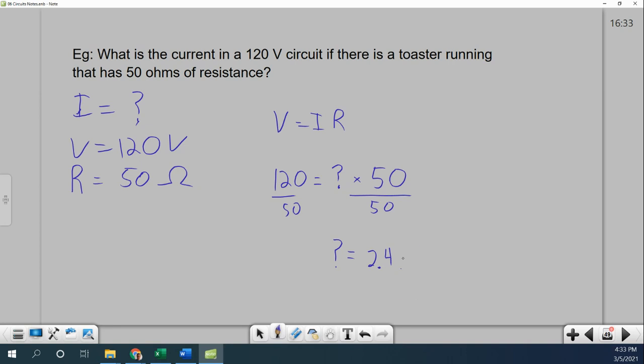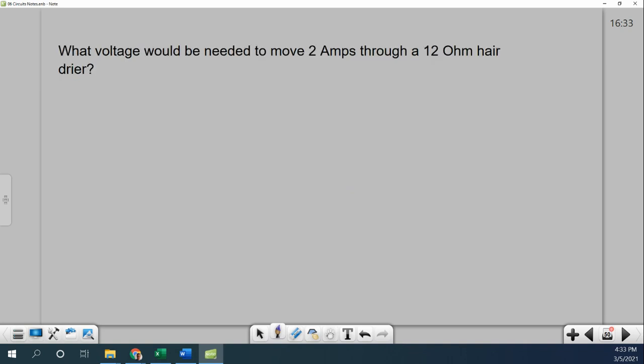What's current measured in again? Oh, capital A, amps. Interesting side note, the reason it's capitalized is because it's named after the guy who found it. Ampere was his name. So anything that's named after a person gets capitalized. Anything just kind of made up is lowercased. What voltage would be needed to move 2 amps? Ugh, that's an ugly 2. Fix that. Through a 12 ohm hair dryer.